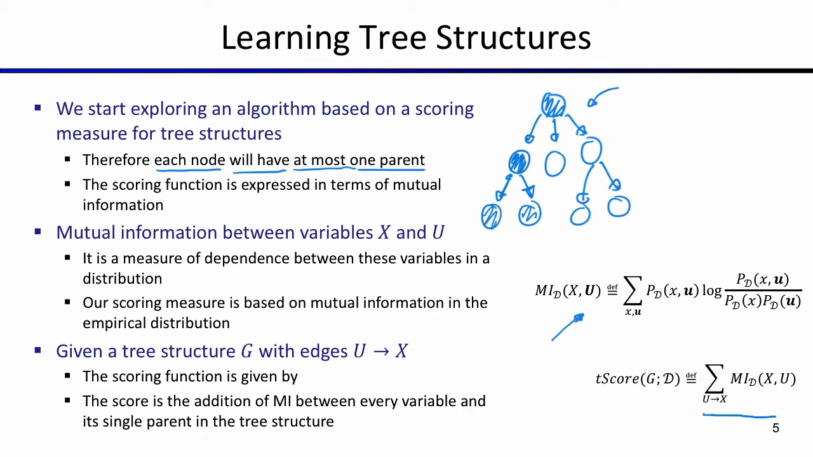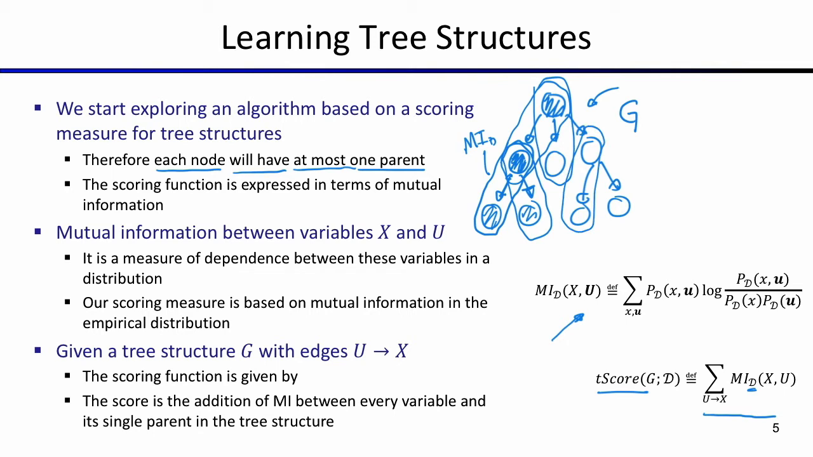So the quality of this structure G here is going to be given by this tree score, which is simply the sum over the families. So you take this family here, and compute the mutual information according to the empirical distribution D, and sum this value with the mutual information between these two attributes, and the mutual information between these two attributes, and so on. So I'm decomposing the computation into several parts here, and this is going to be the quality of this tree.